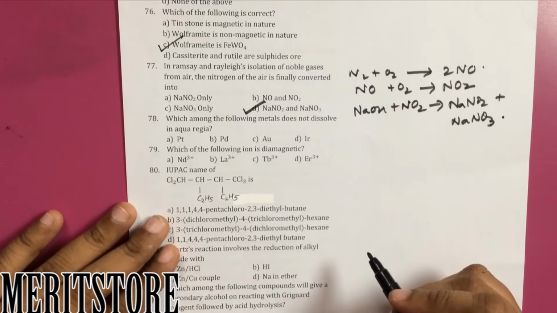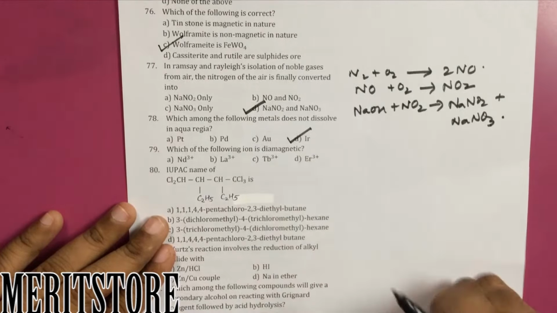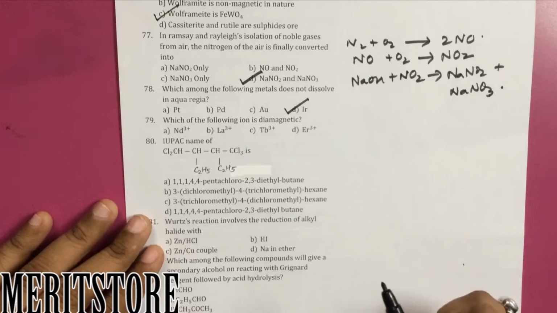Question number 78. Which amongst the following metals does not dissolve in aqua regia? It is iridium. It is not a noble element like platinum and gold. Therefore, it will not dissolve in aqua regia.